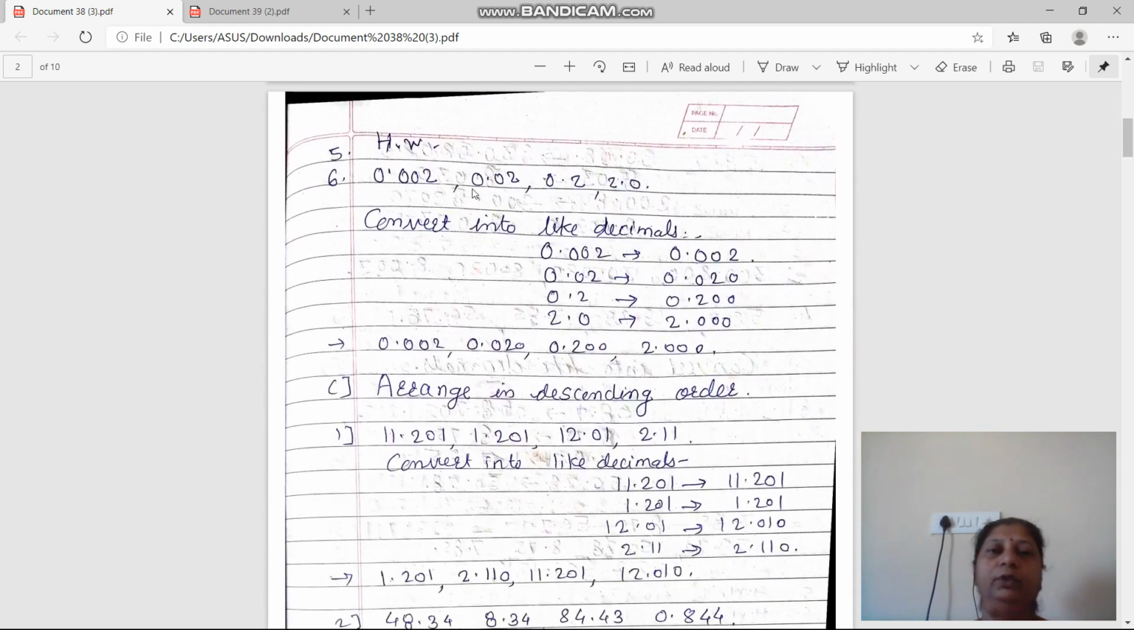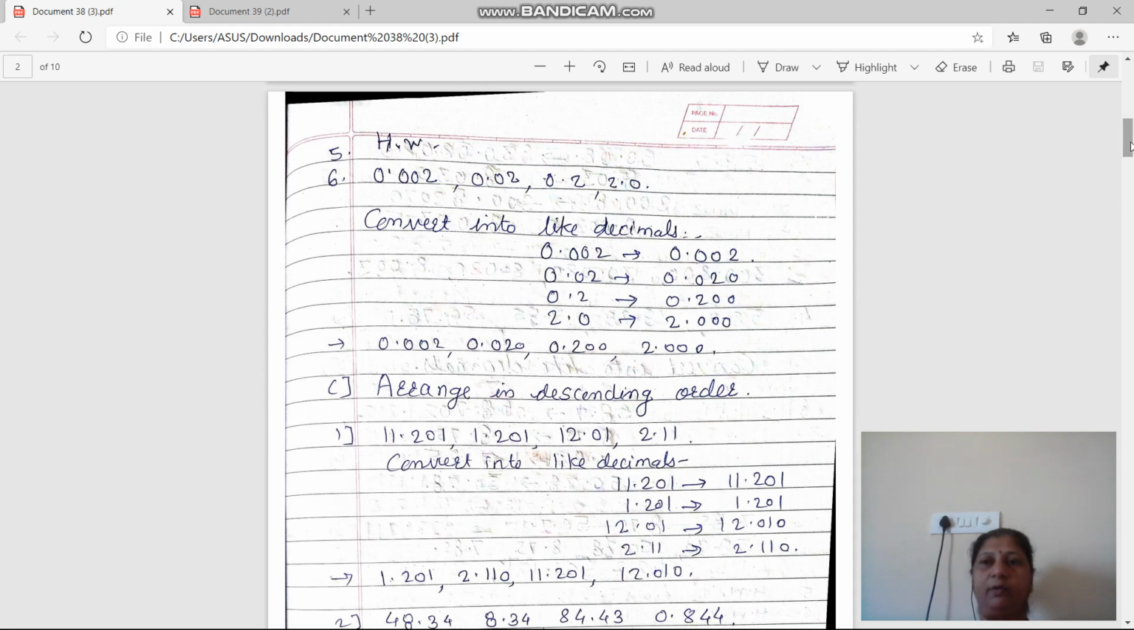Okay, now next: 0.002, 0.02, 0.2 and 2.0. What is our first step? We have to convert into like decimals. So let's start. 0.002, 0.020, 0.200, then next 2.000. Get it? Now ascending order: 0.002, 0.020, 0.200 and 2.000.